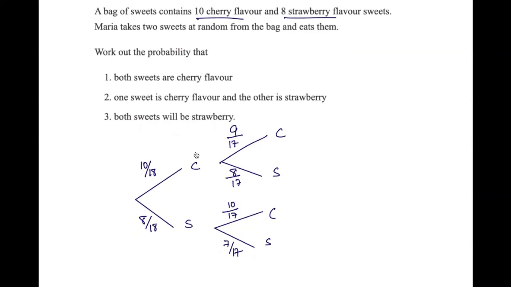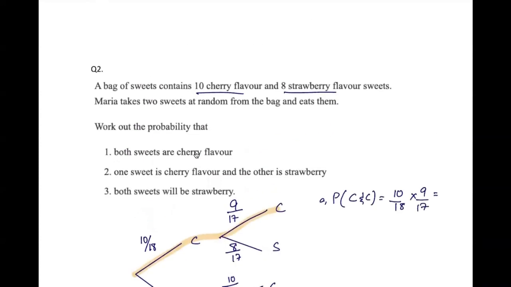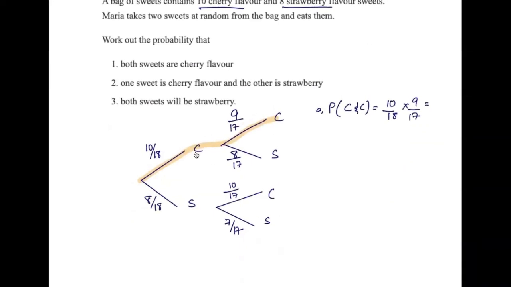Work out the probability that both sweets are cherry flavor. Both sweets are cherry. Cherry and cherry. So what's the probability going to be? Cherry and cherry means this branch. So 10 upon 18 times 9 upon 17. What's the value? 5 upon 17.